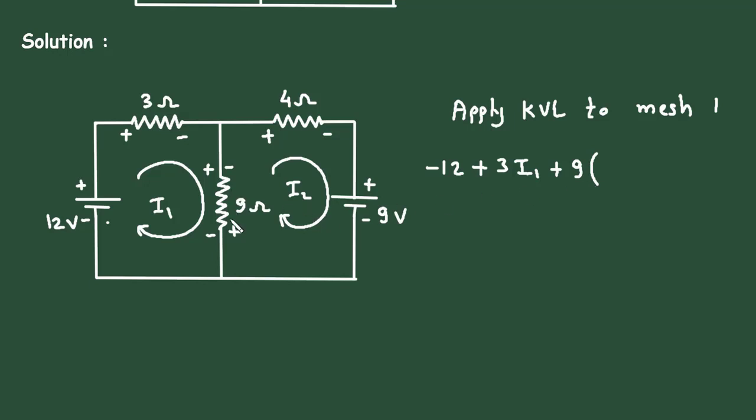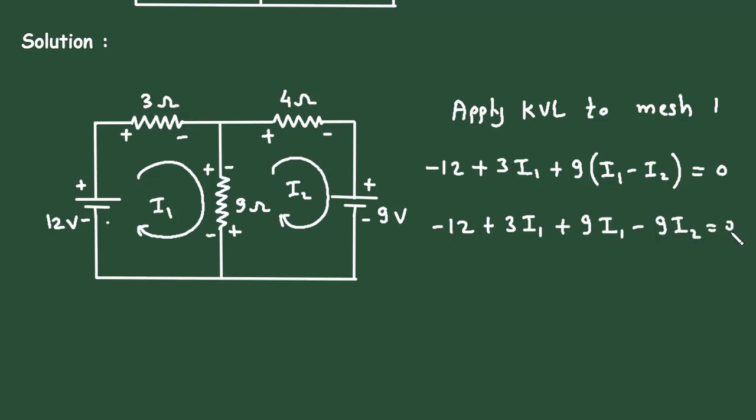Now this 9 ohm resistance is common in both mesh 1 and mesh 2. We are currently solving for mesh number 1, so it will be 9 in bracket I1 minus I2. Now here the loop is completed, so it is equal to 0. Now let's simplify this. So it will be minus 12 plus 3 I1 plus 9 I1 minus 9 I2 is equal to 0.